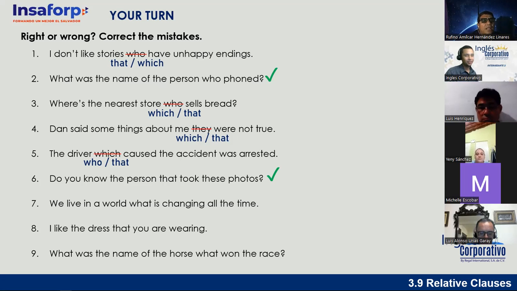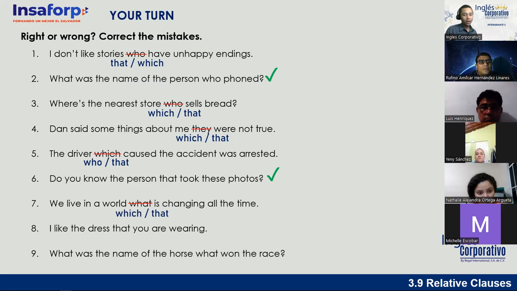Number seven, what is not correct is that. Mm-hmm. Can you read the whole sentence then, please? We live in a world that is changing all the time. We live in a world that is changing all the time, or we live in a world which is changing all the time. That's correct. Thank you, Amilcar. Very good.